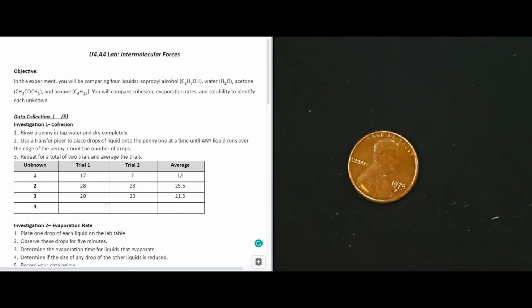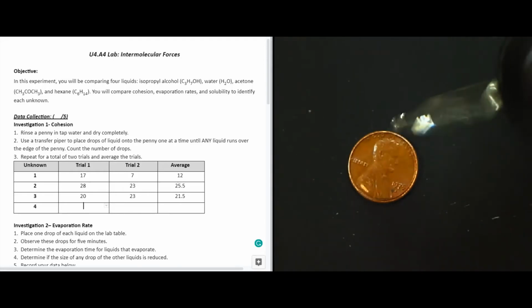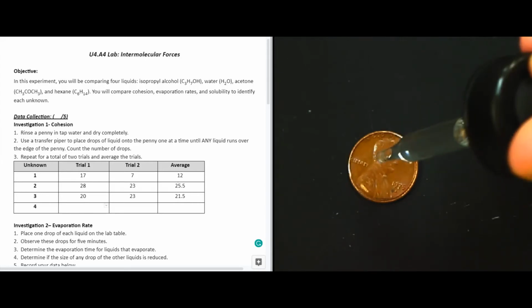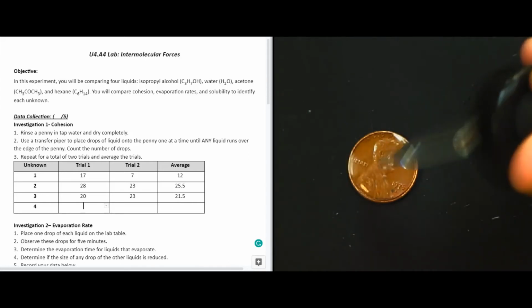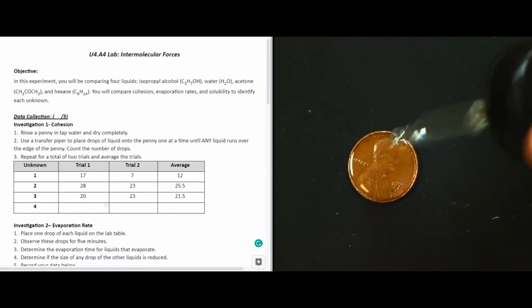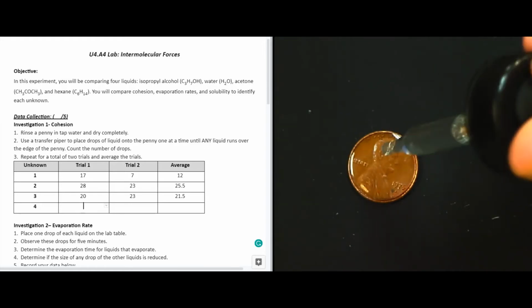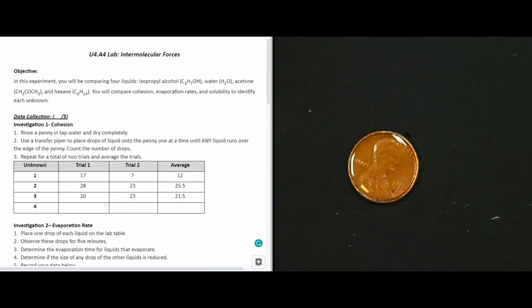Last up, unknown number 4. 1, 2, 3, 4, 5, 6, 7, 8, 9, 10, 11, 12, 13, 14, 15.